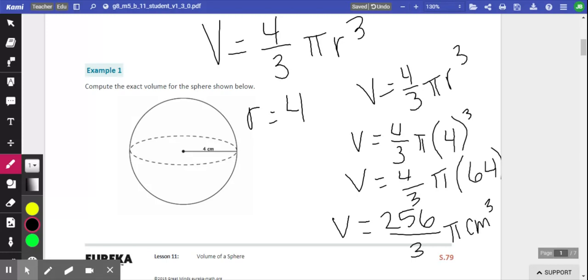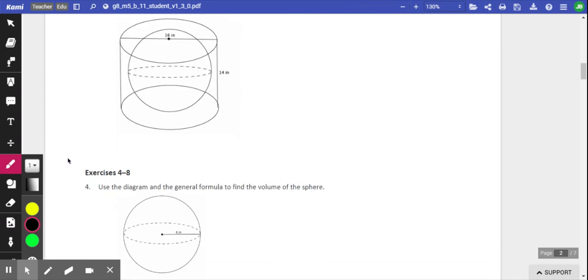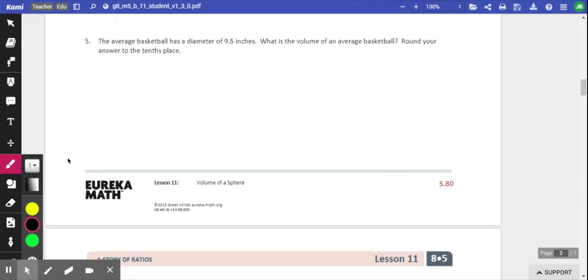Okay. If you have questions on that, please make sure that you are writing them down and emailing them to me. All right, let's go to the next problem I want to look at, which is going to be exercise 5. So that's this problem right here.